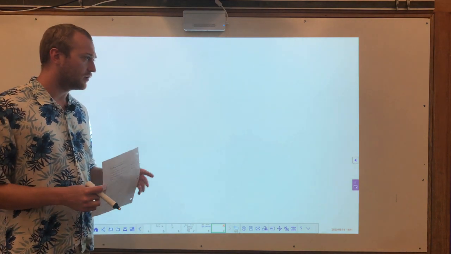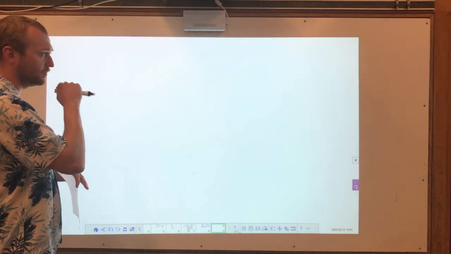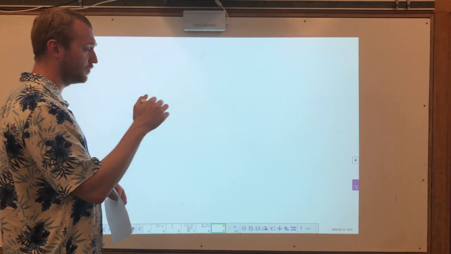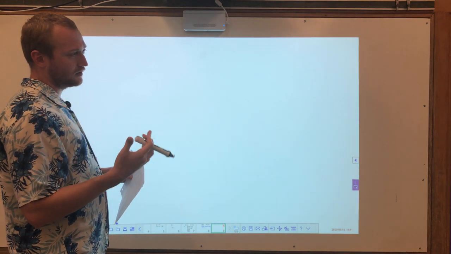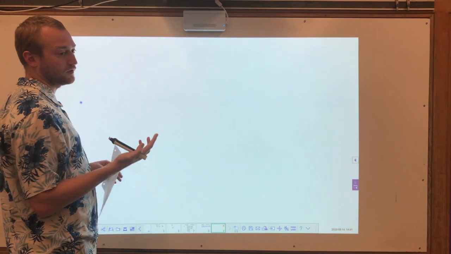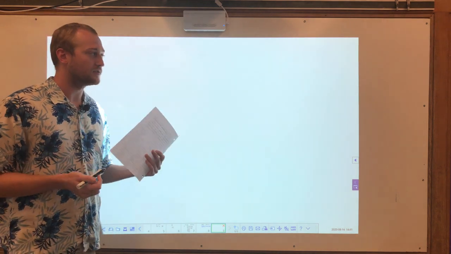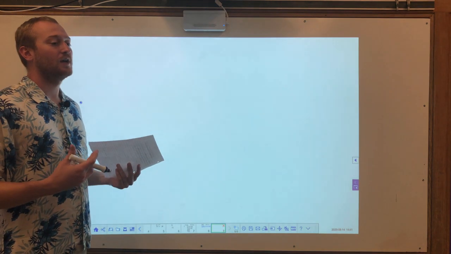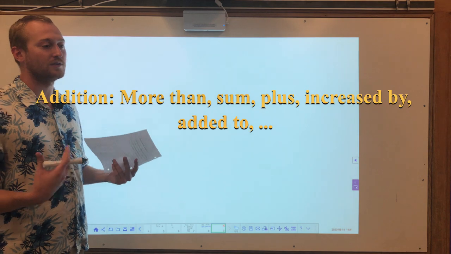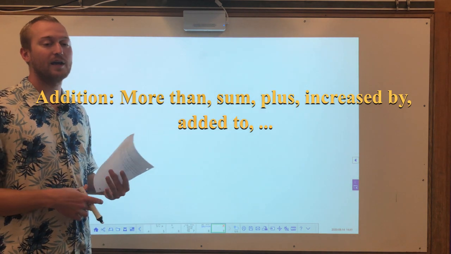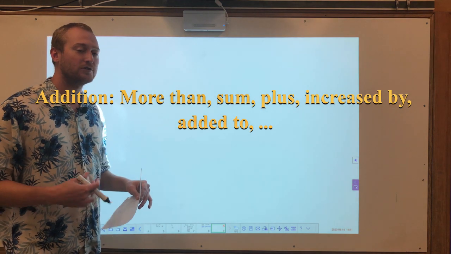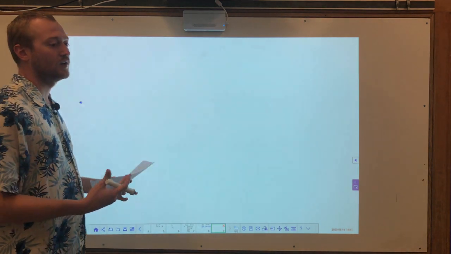So on the screen, we're going to have a few things written out for you. We're going to start talking about addition first. And as you can see, some terms you might use for addition in place of addition are more than, sum, plus, increased by, added to. I'm sure there's more, but those are the most common ones that we'll see.